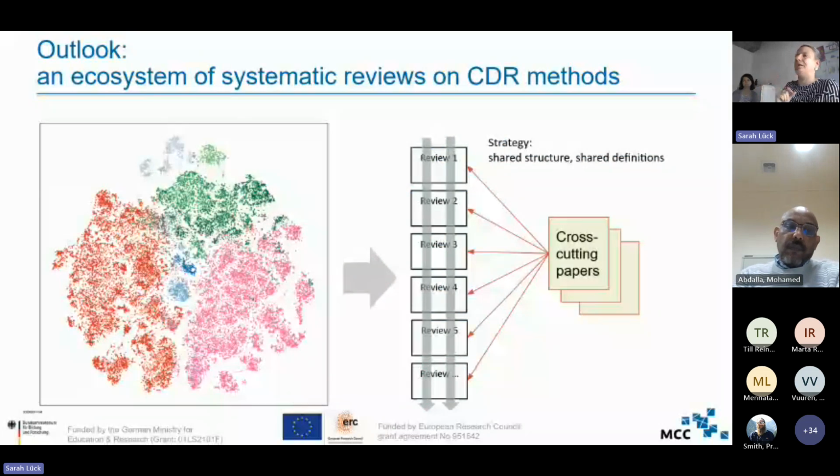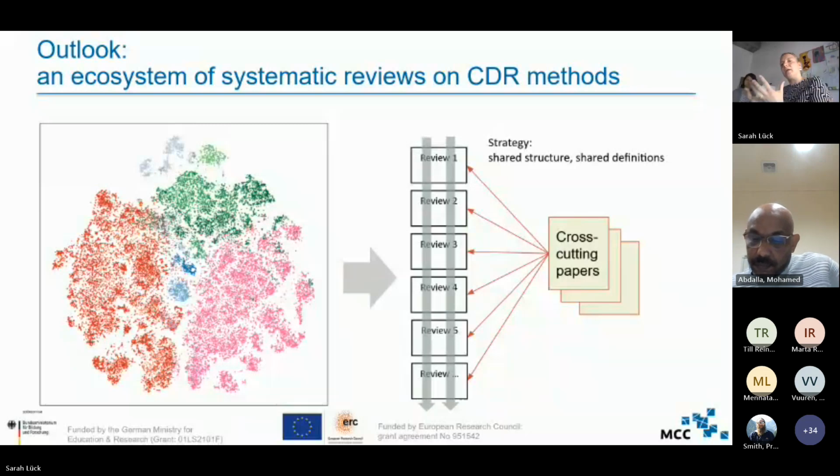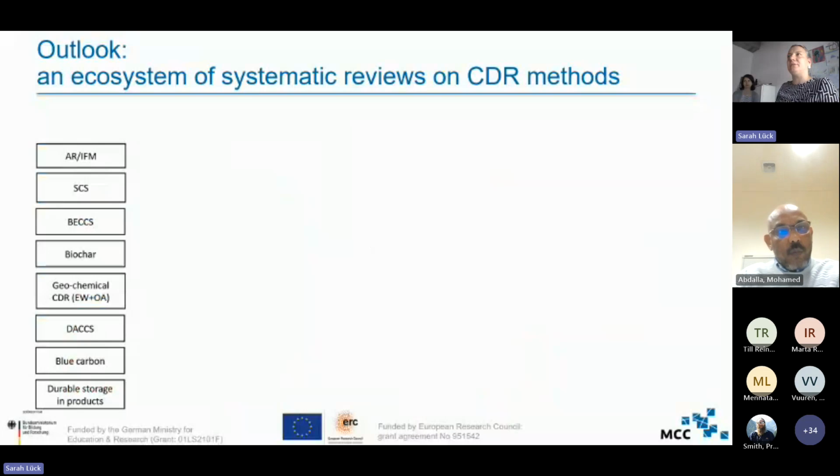And the idea is, I mean, we already saw lots of literature out there. So there is potential for systematic reviews, and we want to, here at the MCC, guide a shared collective, we call it an ecosystem of systematic reviews, and we have a shared structure, shared definitions. For that we look at different CDR options: afforestation, improved forest management, soil carbon sequestration, BECCS, biochar, enhanced weathering, ocean alkalinization, DACCS, and durable storage products. These are the CDR options we cover.